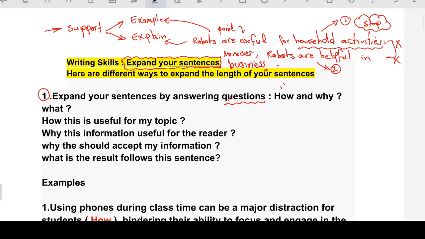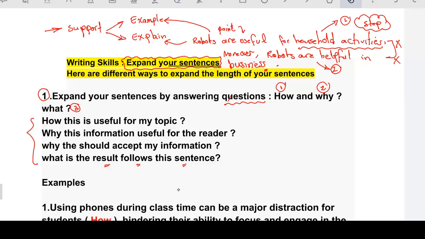What are these questions? How? How are robots useful for the household activities? And why? Why are robots useful for the household activities? Or what? What I mean by what is, what is the result that follows this sentence? So we have here four very necessary questions to ask yourself when you write a point before you jump to a new point. Okay? Abdullah, read these 4 points again.